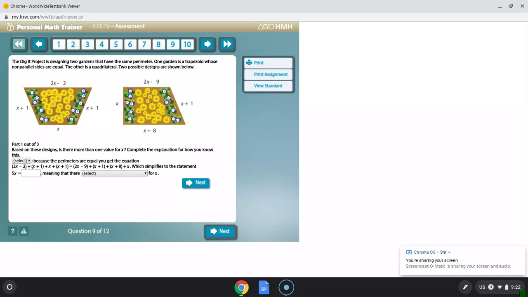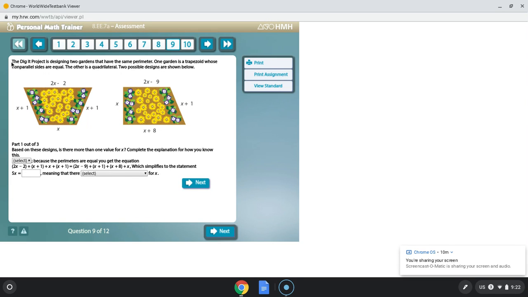It says the Dig It project is designing 2 gardens that have the same perimeter. One garden is a trapezoid whose non-parallel sides are equal. The other one is a quadrilateral. 2 possible designs are shown below. Based on this design, is there more than one value for x? Complete the explanation for how you know this, and then you select either yes or no. Because the perimeters are equal, to get the equation, we simplify.